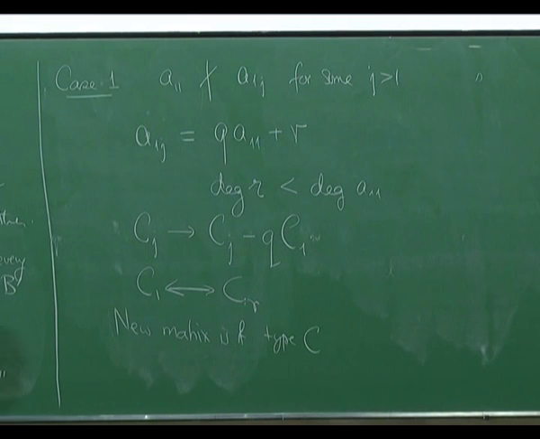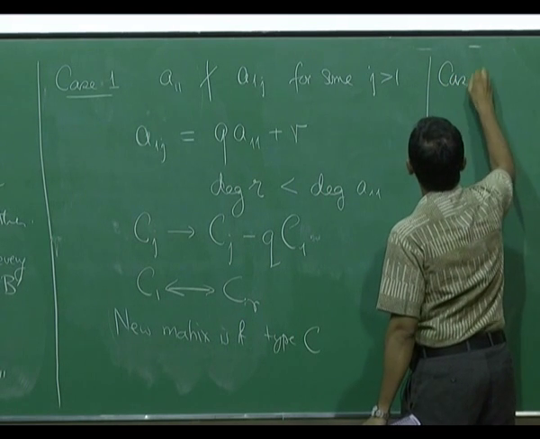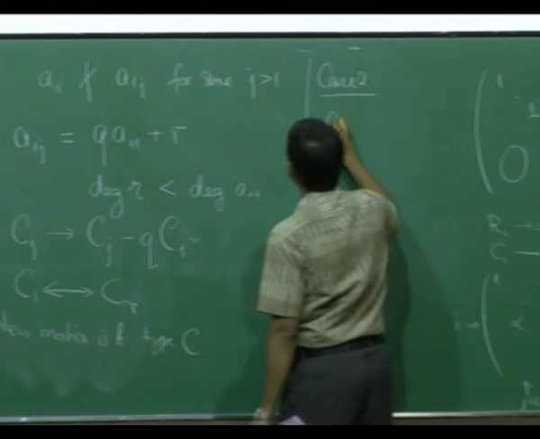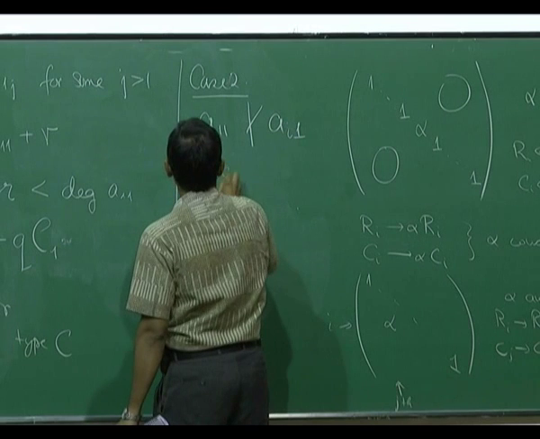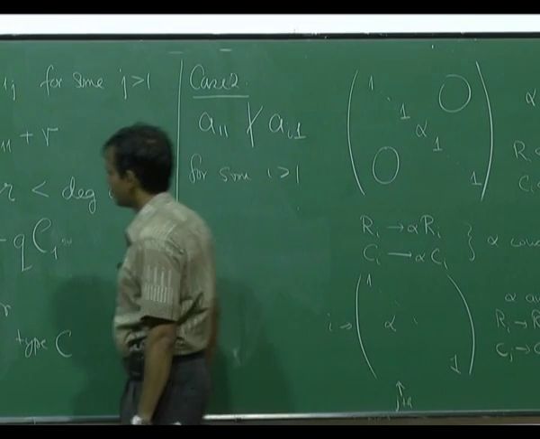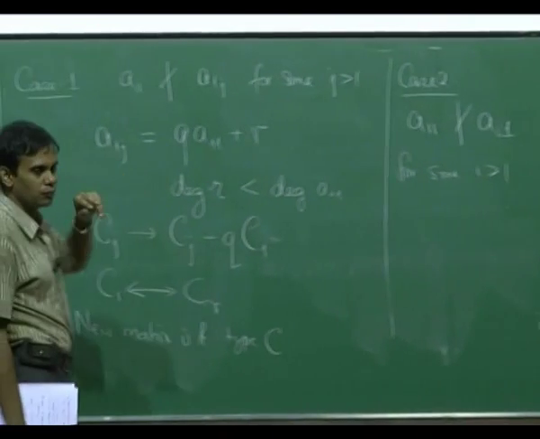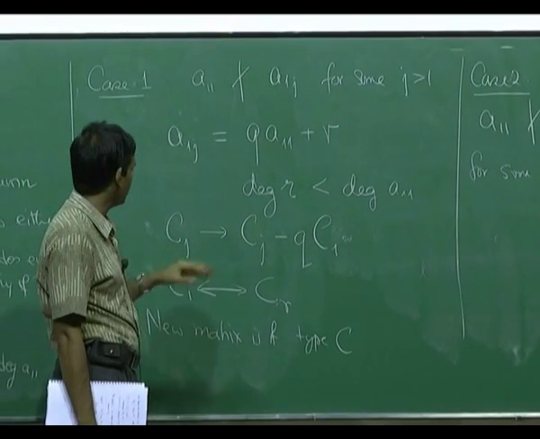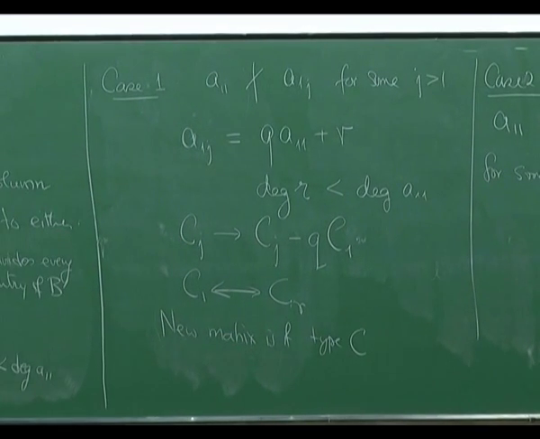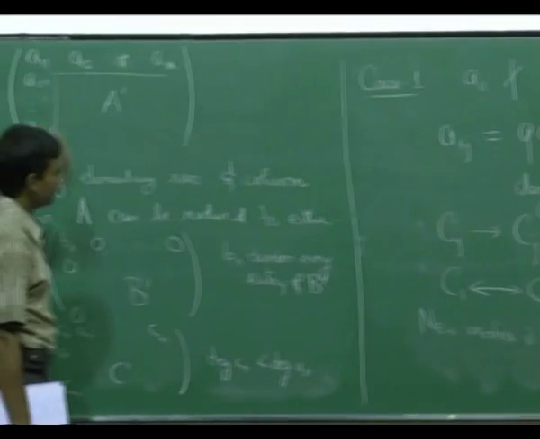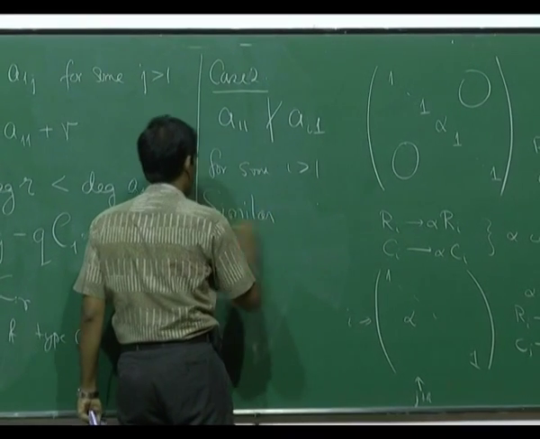And the same kind of thing you can do in case 2, where A11 does not divide Ai1 for some i greater than 1. So again what you can do is write Ai1 in terms of A11 with quotient and remainder, and then you will do row operations and interchange rows. And again you will be able to bring that smaller remainder up and do the same thing. So it's exactly the same. Let's not spend too much time on that.